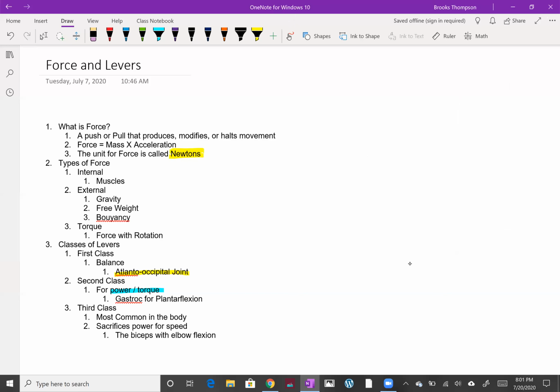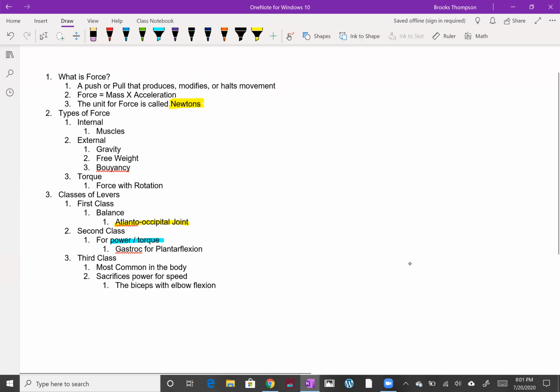Now, the most common type of lever in the body is the third-class lever. It's the most common type in the body. Now, this lever sacrifices the power and torque generated by the second-class lever for speed. So it allows us to have speed. And this is a little more complicated. So we'll do our best here to try to figure this out.